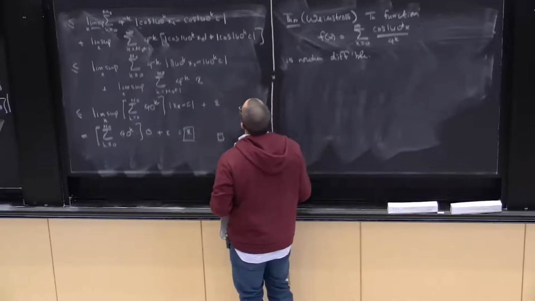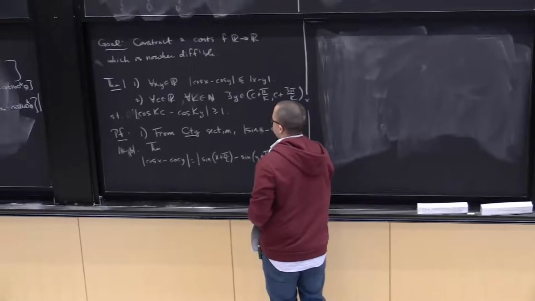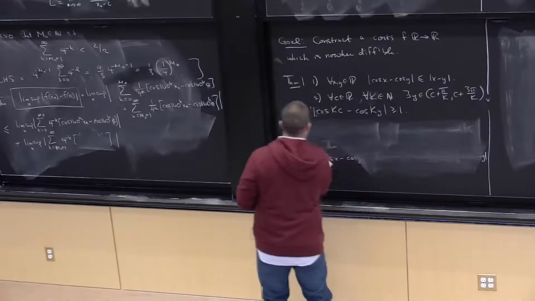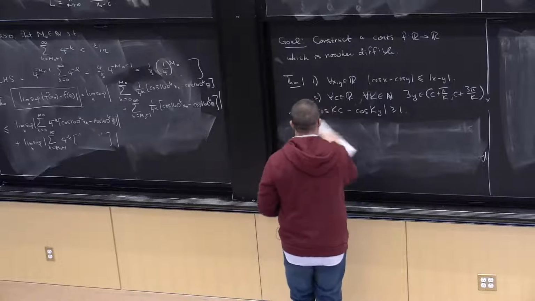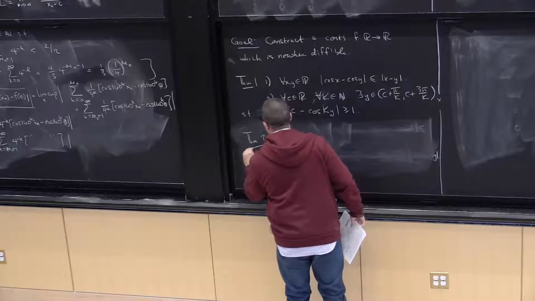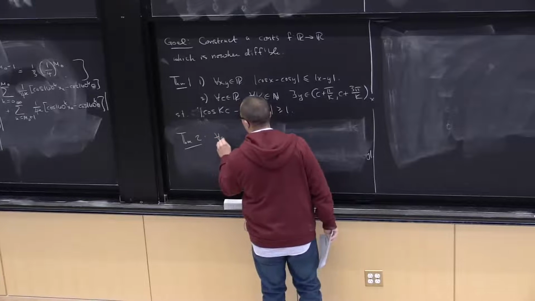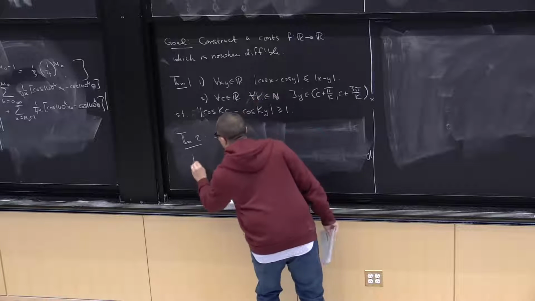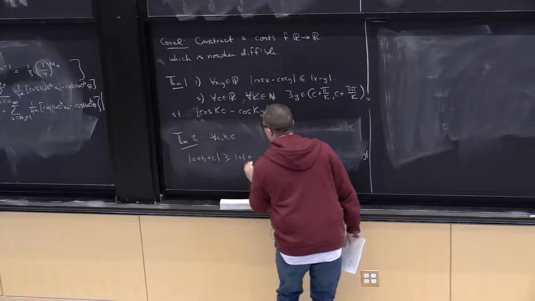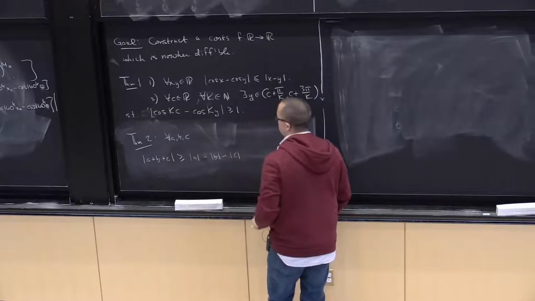So, in fact, let me give myself a little space. I'm going to state Theorem 2 from over there because I need some space to write in a minute. For all A, B, C, the absolute value of A plus B plus C is bigger than or equal to the absolute value of A minus the absolute value of B minus the absolute value of C. All right?